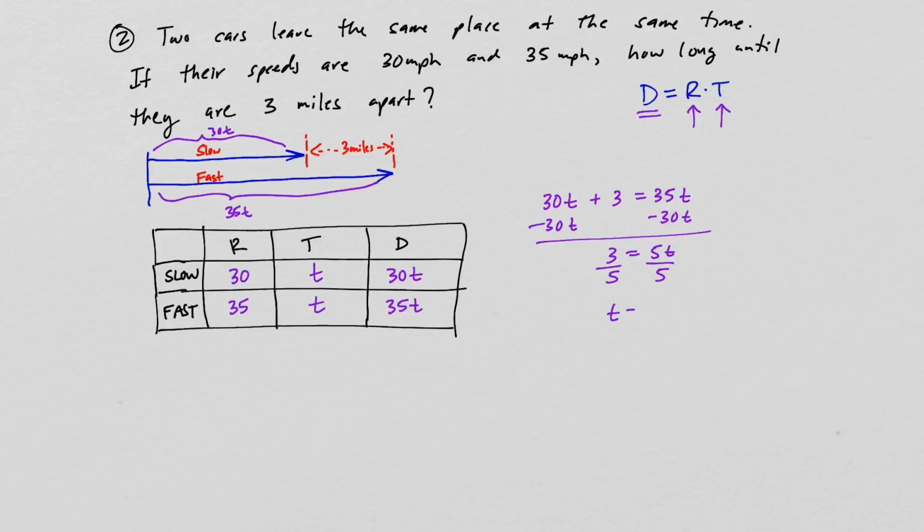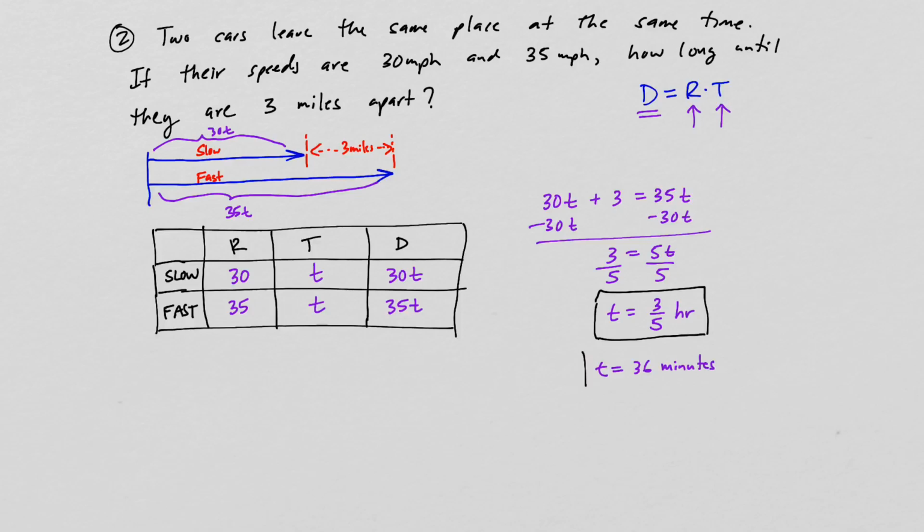In solving for t, we get t equals 3/5. And you have to keep in mind that the speed was miles per hour, the distance was miles, and so the time needs to be hours. So how long will it take for the cars to be 3 miles apart? It will take 3/5 of an hour. And just in case you're curious here, 3/5 of an hour is 36 minutes.